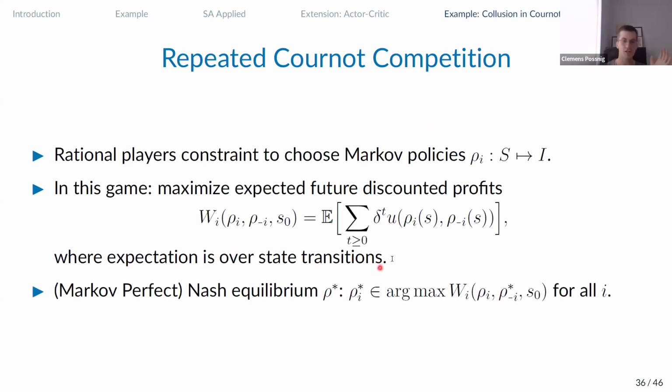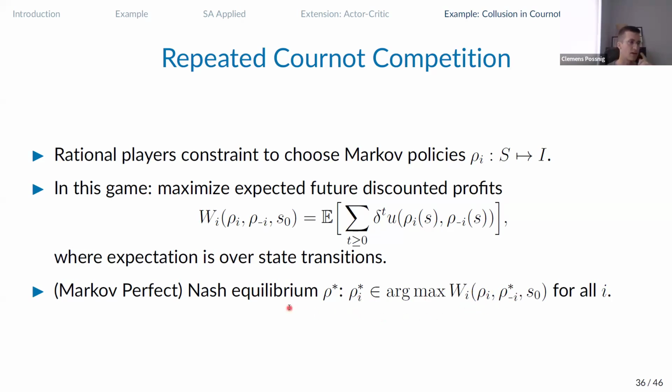Okay, rational players in this game have the objective of maximizing expected future discounted profits. And we are constraining them to choose only policies that are Markov policies conditional on the state variable. So they're all observing the state variable, and we're asking them to play only policies using this state variable. In that case, we can define a Markov perfect Nash equilibrium using these kinds of policies in the usual way. Every player is best responding to each other.